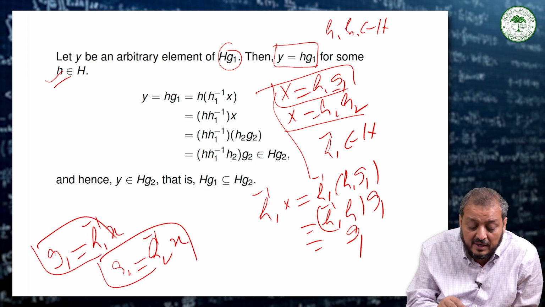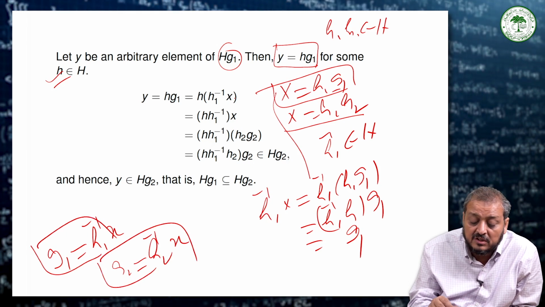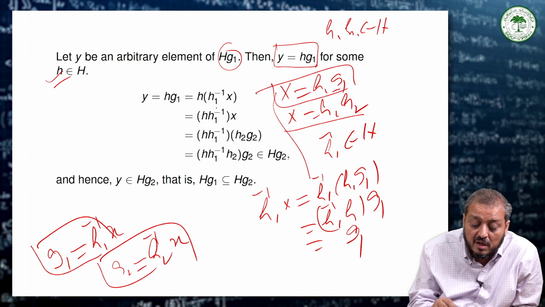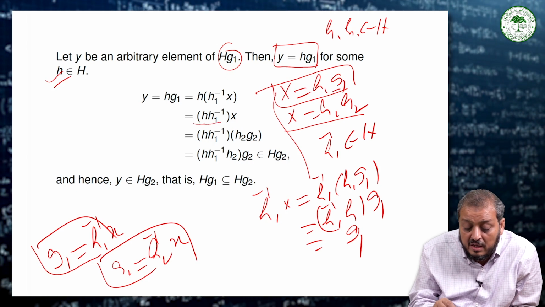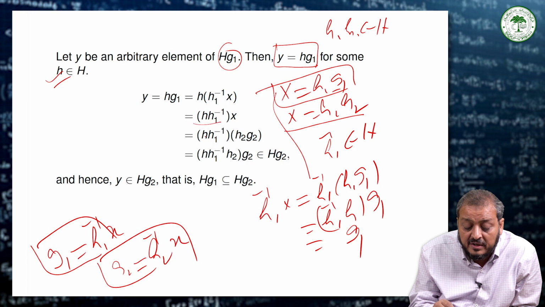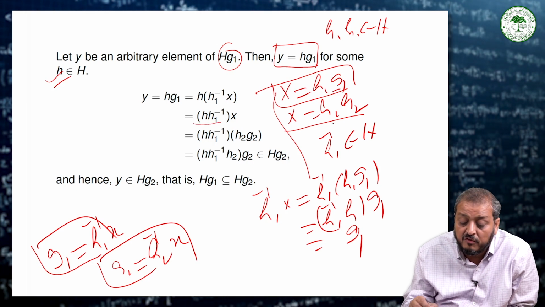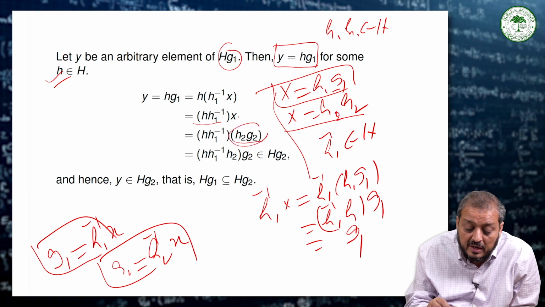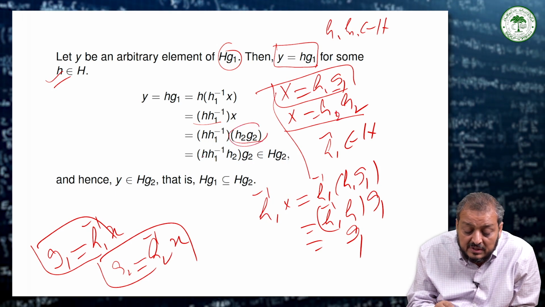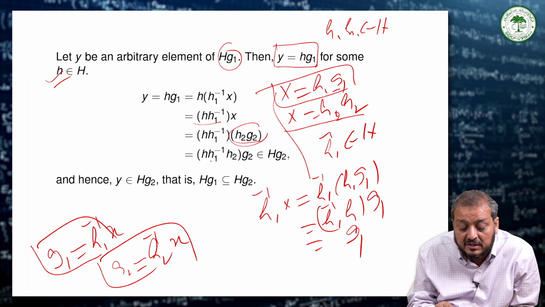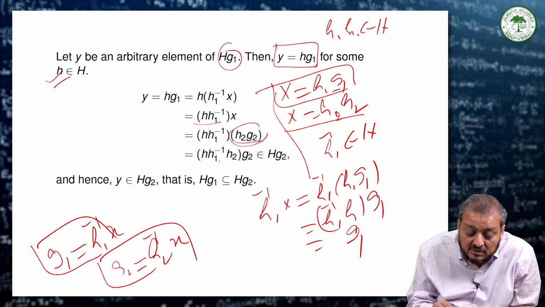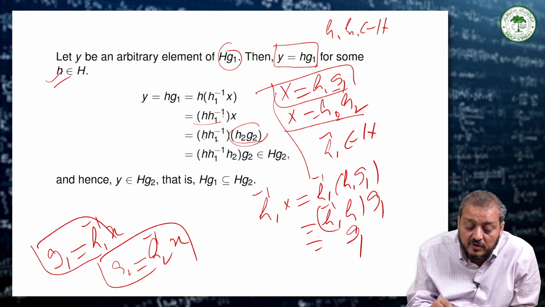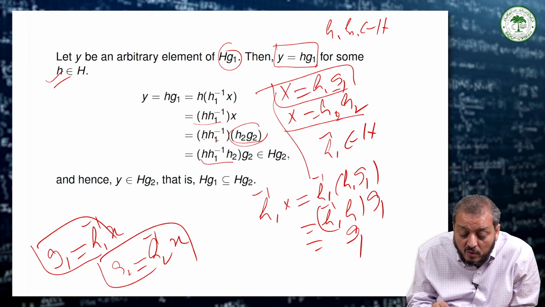So hg1, where g1 can be written as h1 inverse x. Now h1 inverse h1 is equal to identity, and x can be written in either form, which is h2g2. So if x can be written as h2g2, then we have this written as h h1 inverse h2 g2.